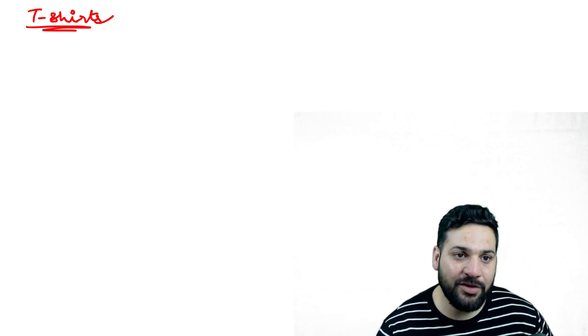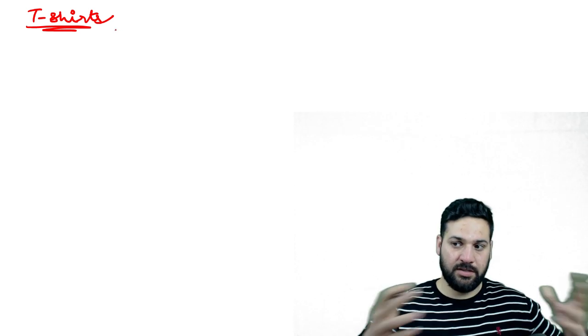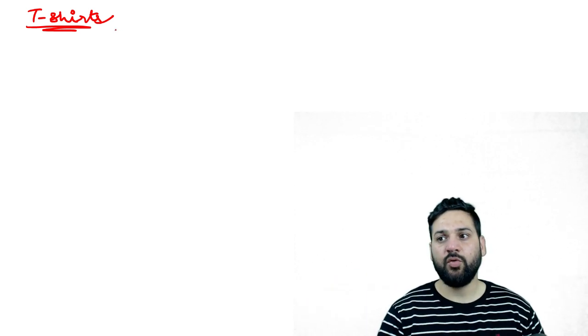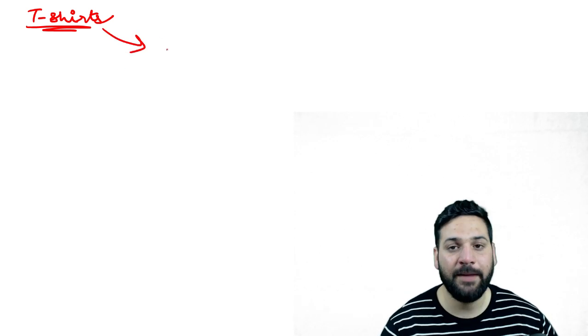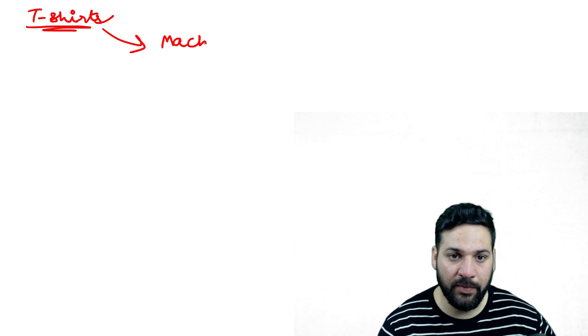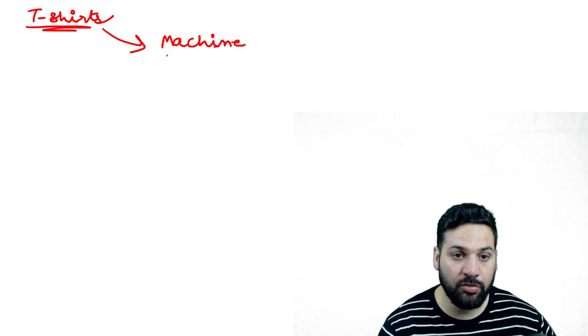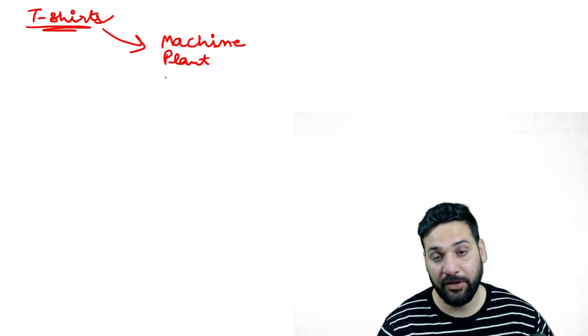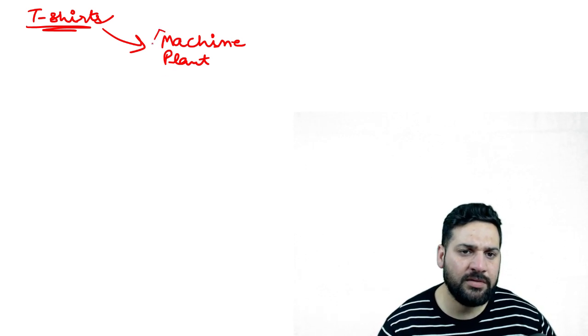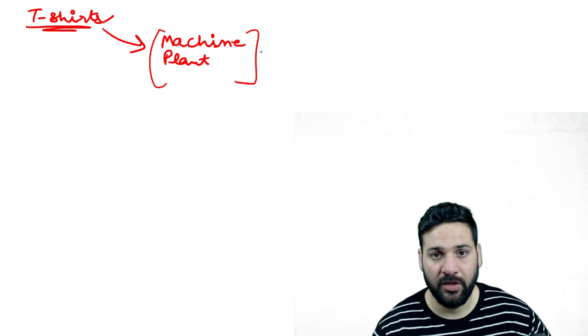To manufacture t-shirts, you need to invest money into a plant. You need to buy machinery. You need to make a plant. You need to get the electricity connection, and all these are fixed expenses.